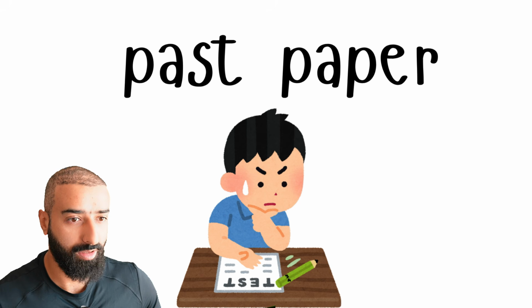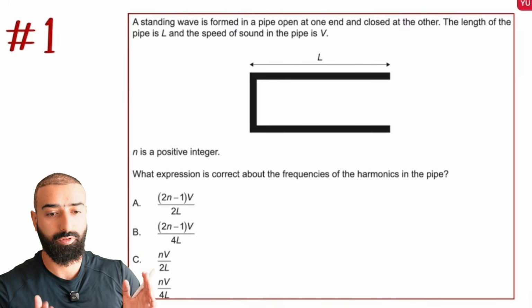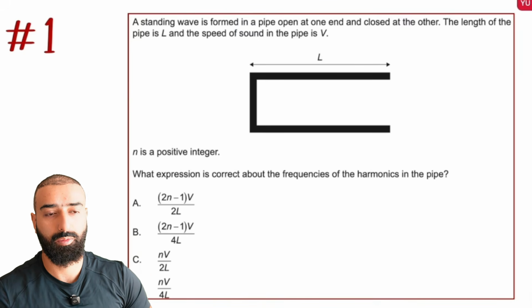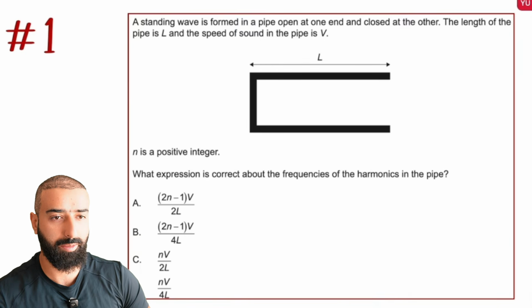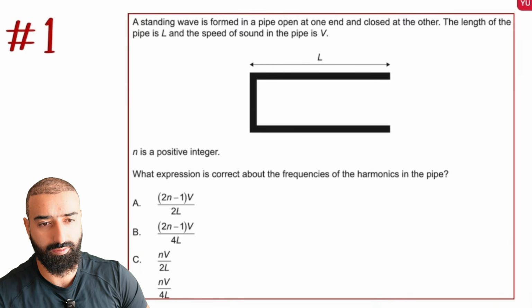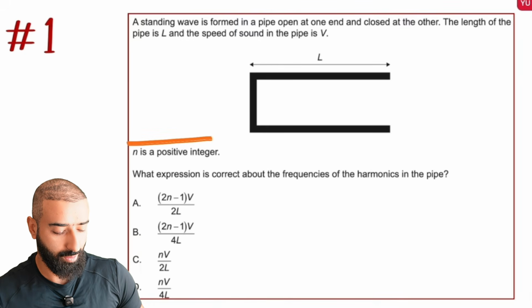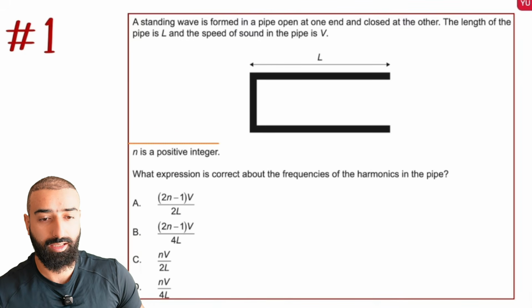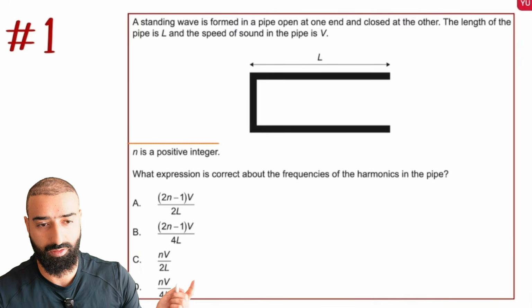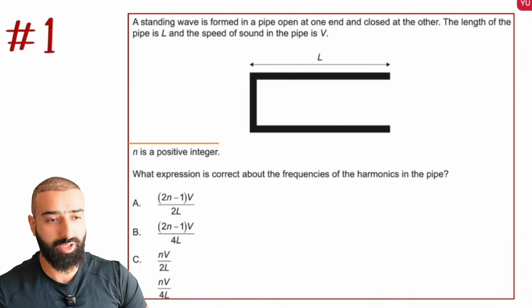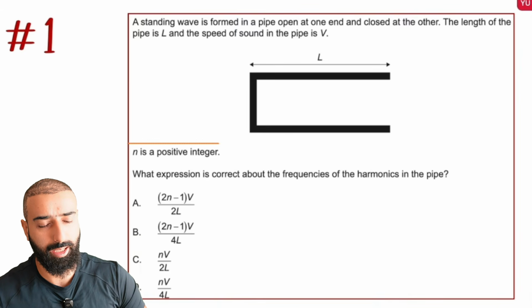Alright, it's time to solve some past papers. Here's the first problem. A standing wave is formed in a pipe that's open at one end and closed at the other. The length of the pipe is given, the speed of sound is given, n is a positive integer. Now that's a key term. n can be any positive integer such as 1, 2, 3, 4, 5, and so on. What's the correct expression about the harmonics in the pipe?